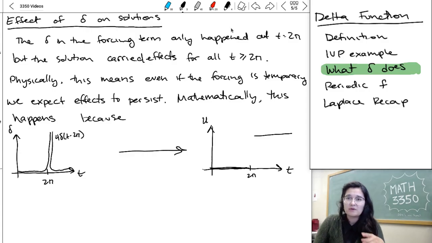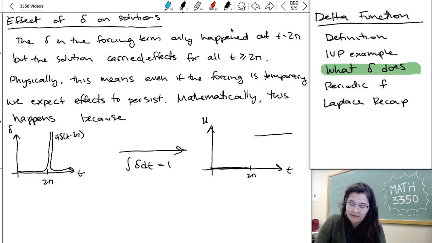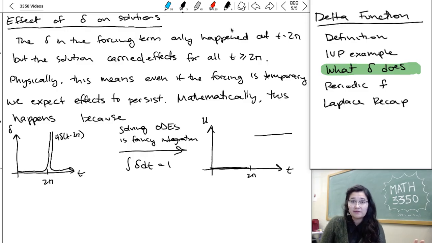And the way we move between these two pictures is that we need to remember that the integral of delta is 1, and that solving ODEs is just fancy integration. We're trying to get rid of derivatives. We usually integrate them in some way. We want to turn dy dx into y again. And so this u is representing the integral of delta.